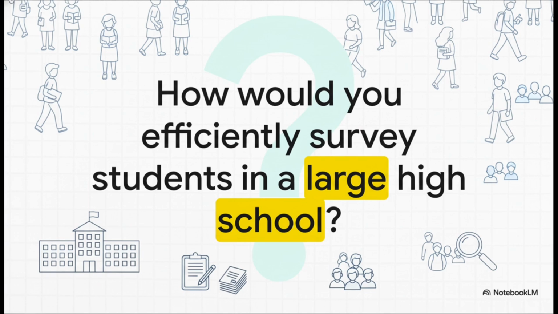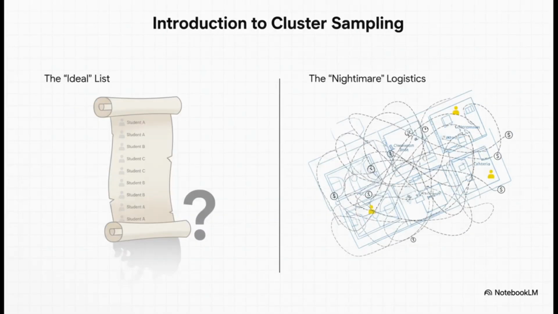Are you going to try to get a list of every single student? Or maybe stand at the front door with a clipboard? You can see how the logistics just spiral out of control fast. The first method we all learn in stats class is simple random sampling, or SRS. And in theory, it's perfect, right? You get a list of all the students, that's your sampling frame, and you just randomly pick names.